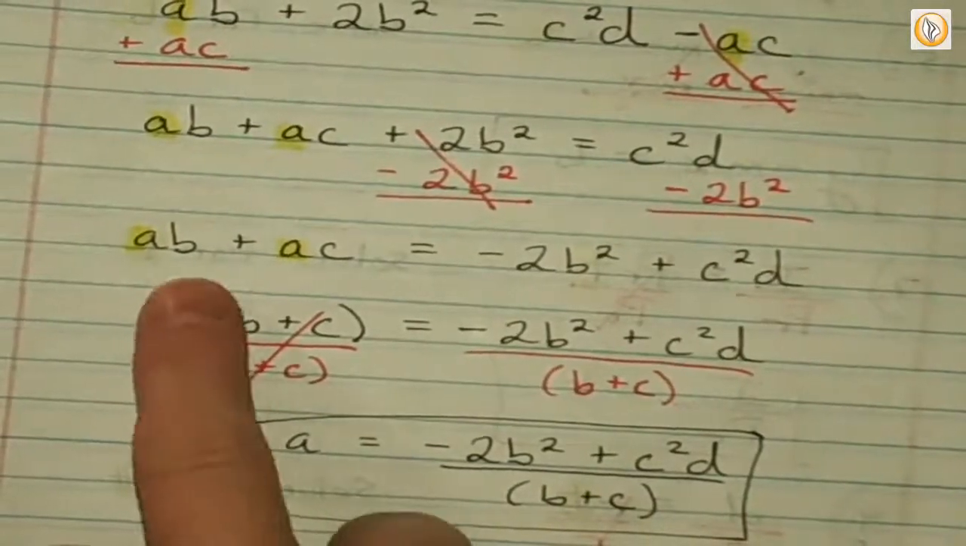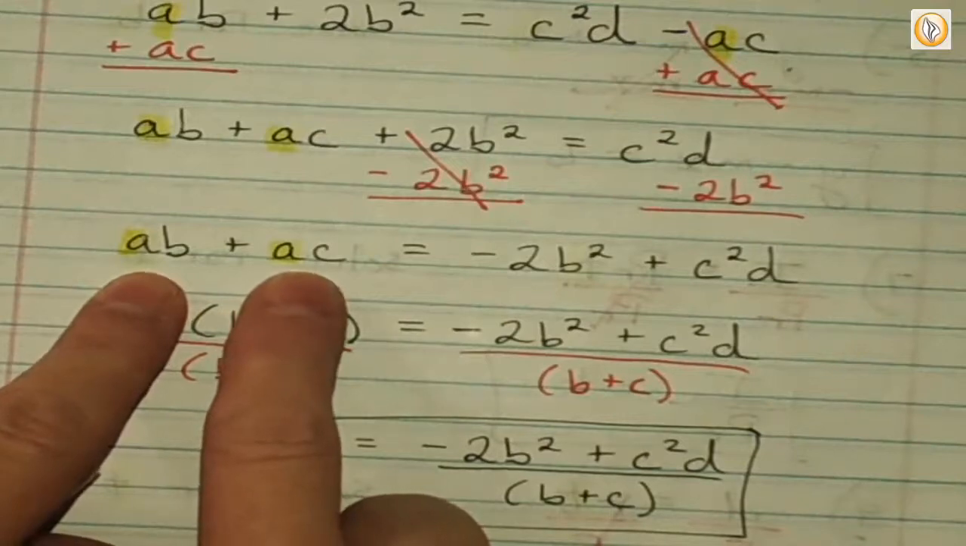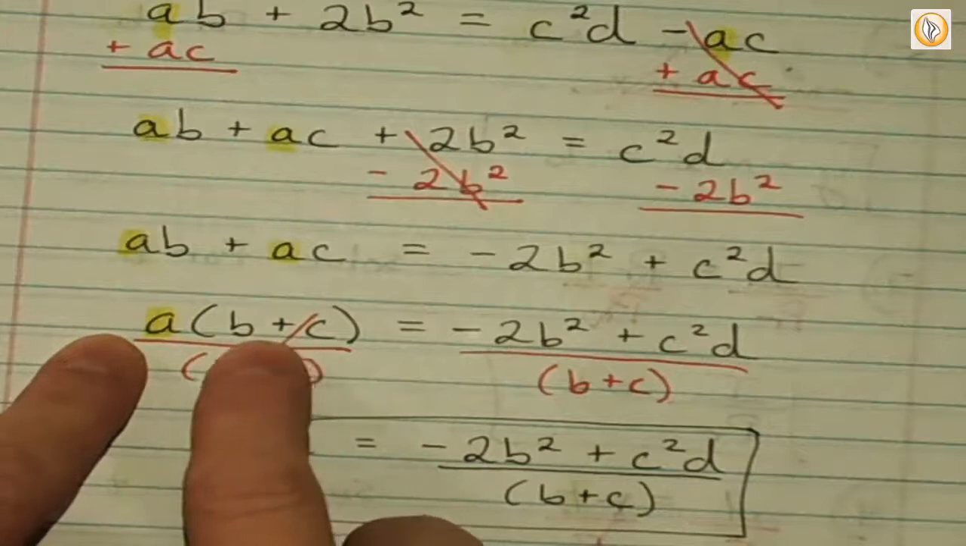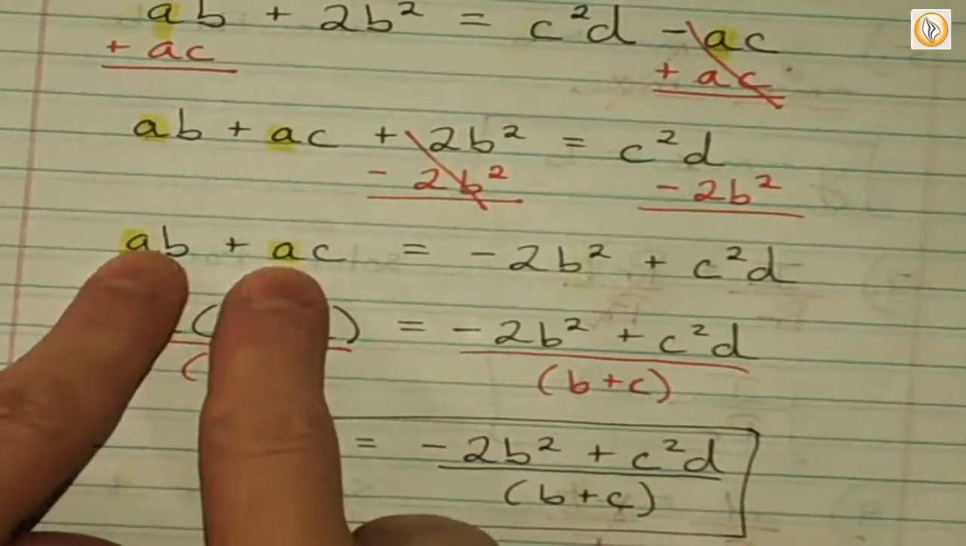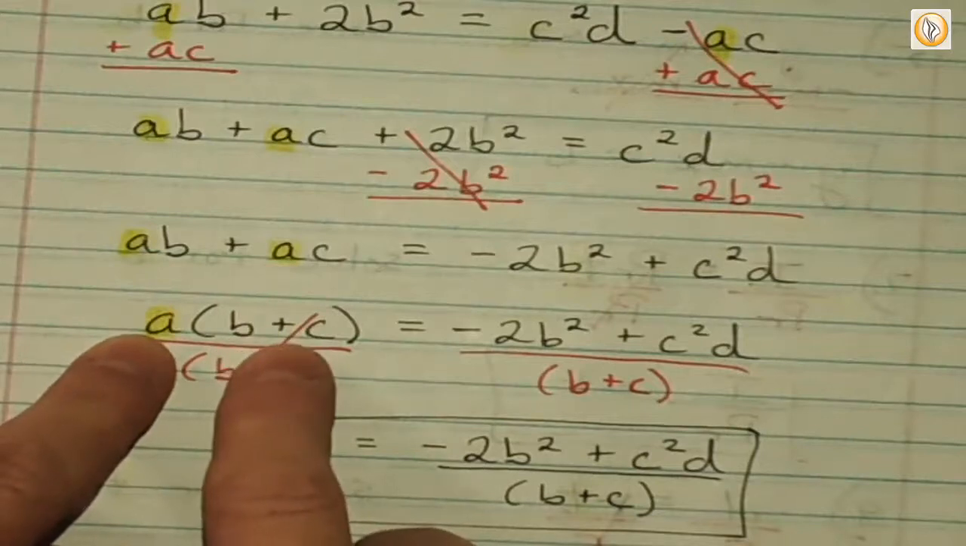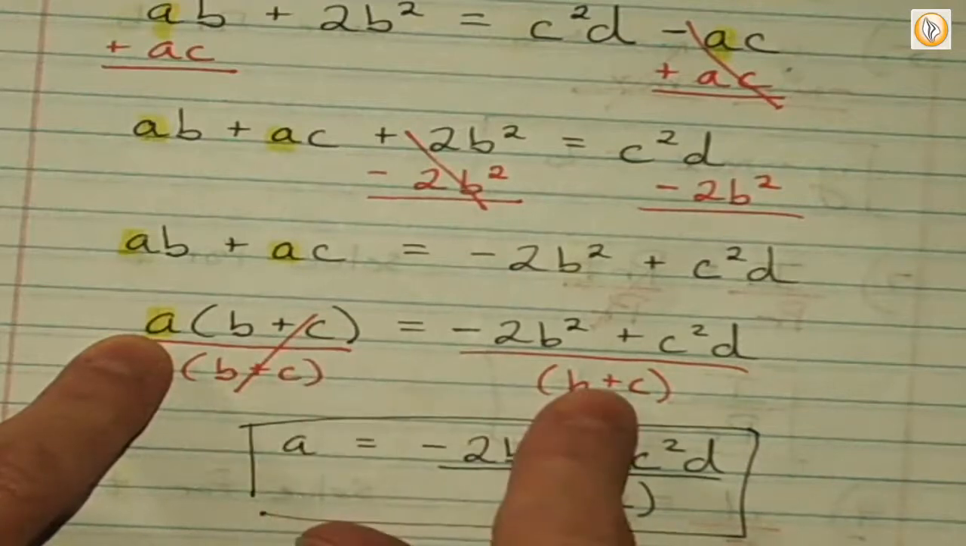When we get down to this level here, and we have AB plus AC, and we're solving for A, we pull the A out and multiply it with the B plus C. Do you remember this yesterday? When we have something that looks like that, we pull the A out. And then we can divide both sides by the B plus C.